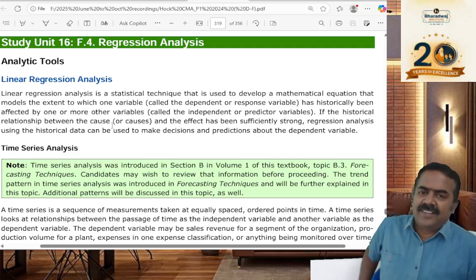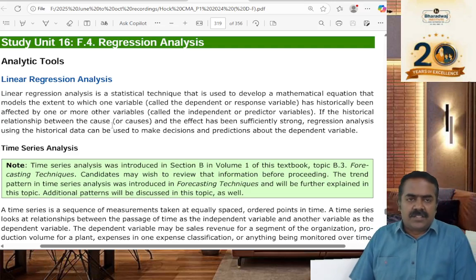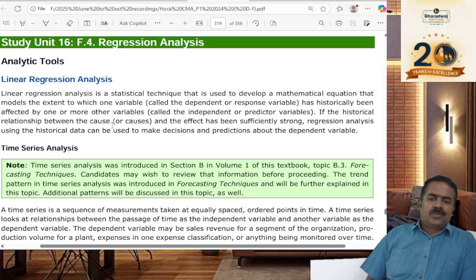Shall we? Morning. We'll start with regression analysis. Before that, what is correlation?